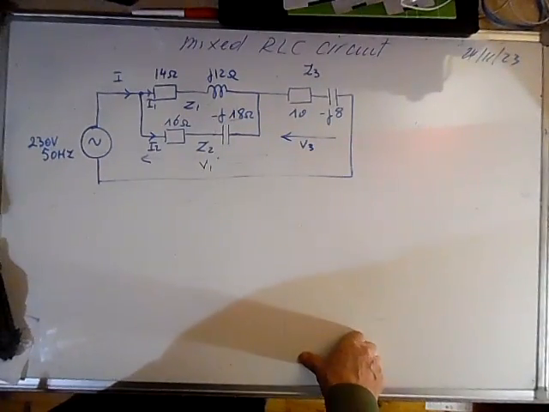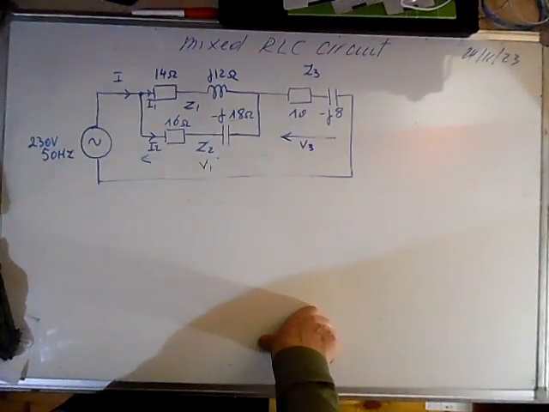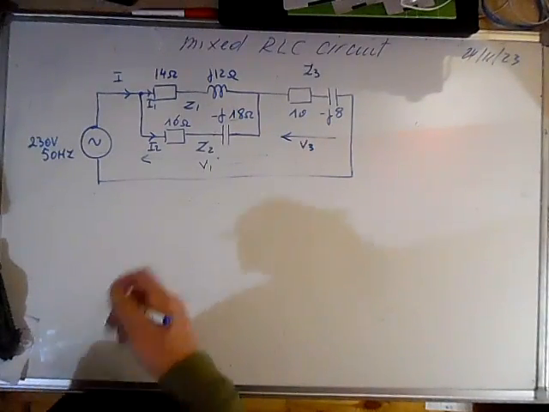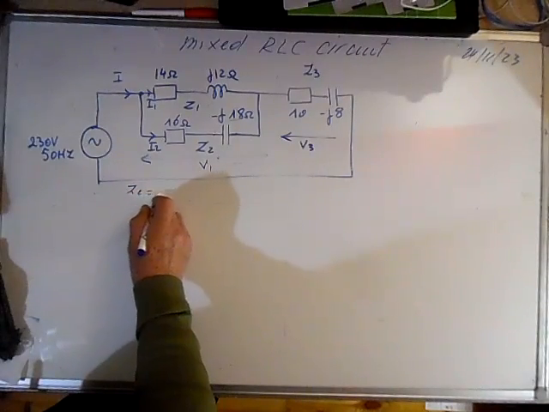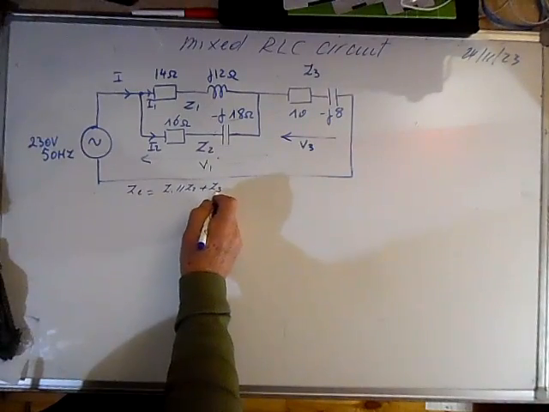Suppose we have a circuit like this where we have three mixed impedances, two that are in parallel and the other one that is in series with the two, and we are asked to calculate the current, the voltage drops, and the power consumed by the circuit. We start by calculating the equivalent impedance. We can say that the equivalent impedance is Z1 in parallel with Z2, plus Z3.